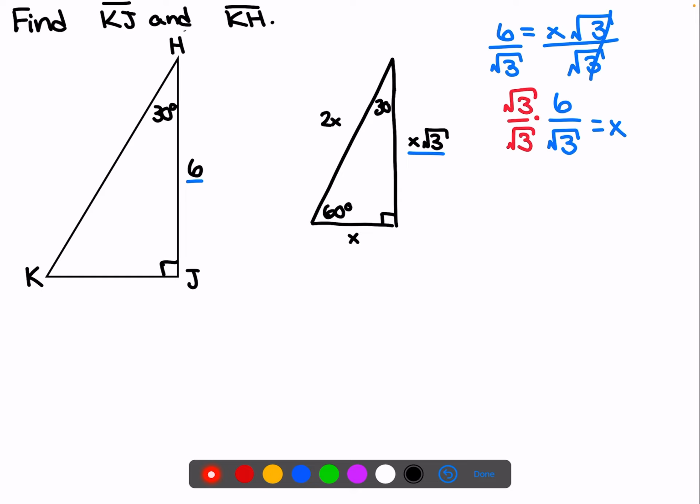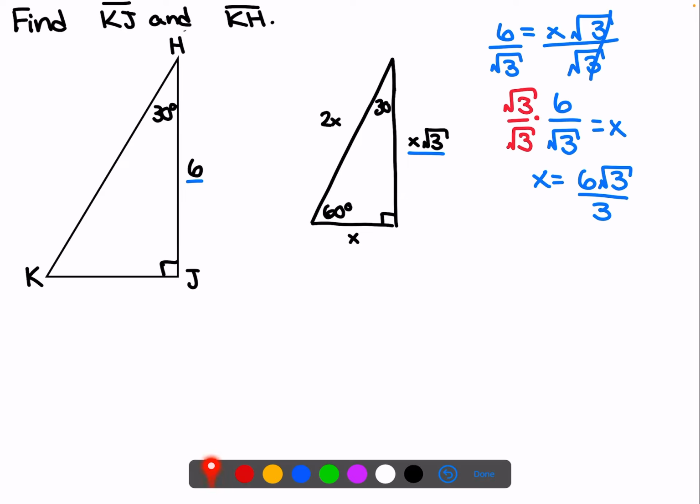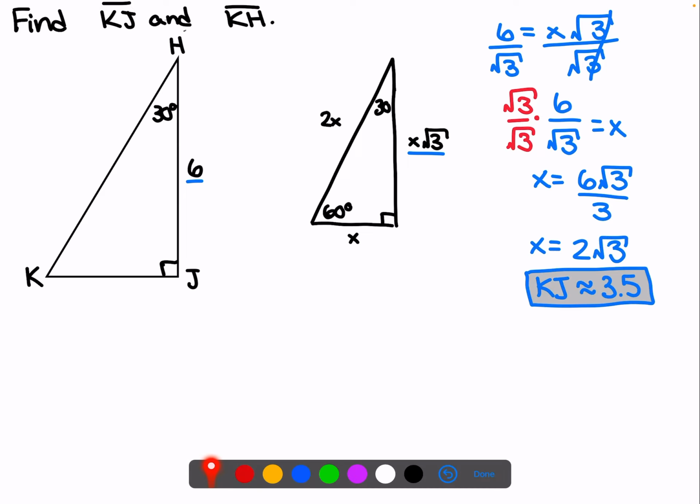This would give me x is equal to 6 times radical 3 over 3. Again, radical 3 times itself would give me radical 9. The square root of 9 is 3. And then up top, since 6 is outside the radical, since it does not have a radical, it stays outside the radical. Lastly, I can simplify this down. 3 will go into 6 2 times, giving us x is equal to 2 rad 3, which is about 3.5. We now have KJ, because again, KJ is just x, and we solved for x as 2 radical 3.